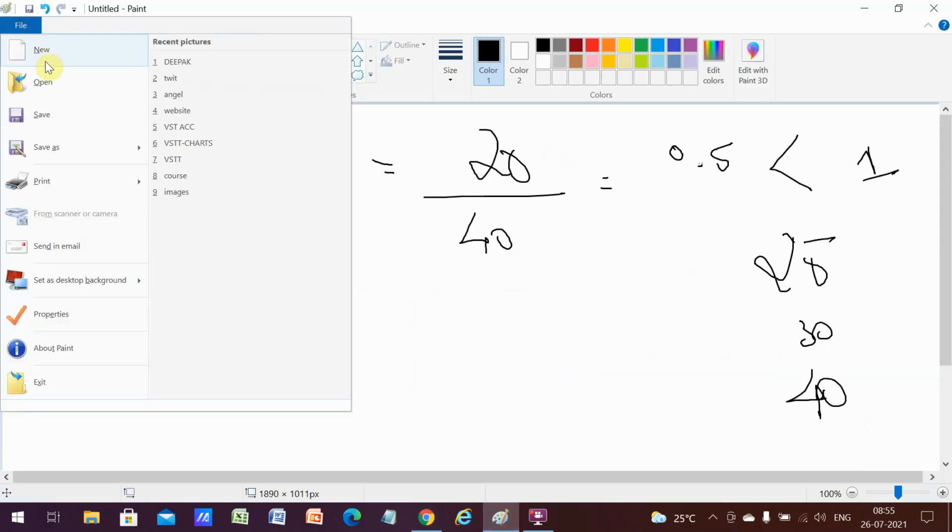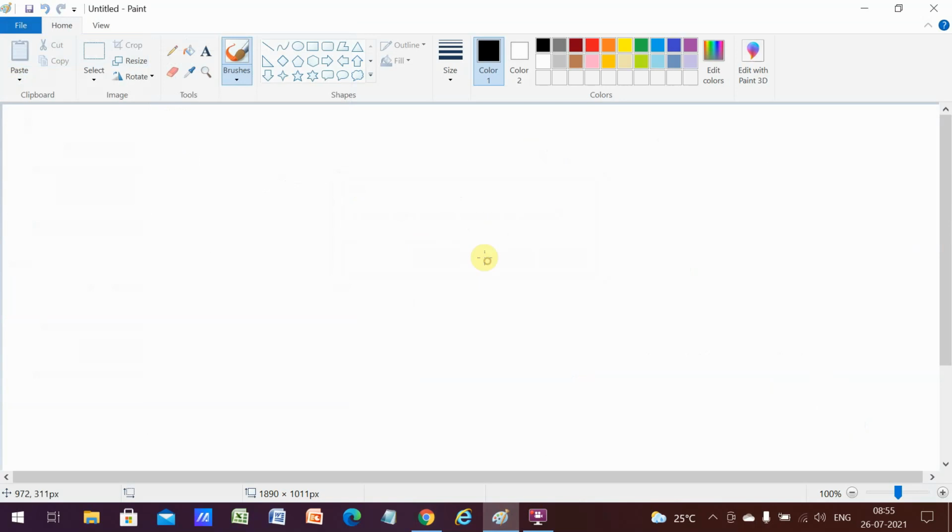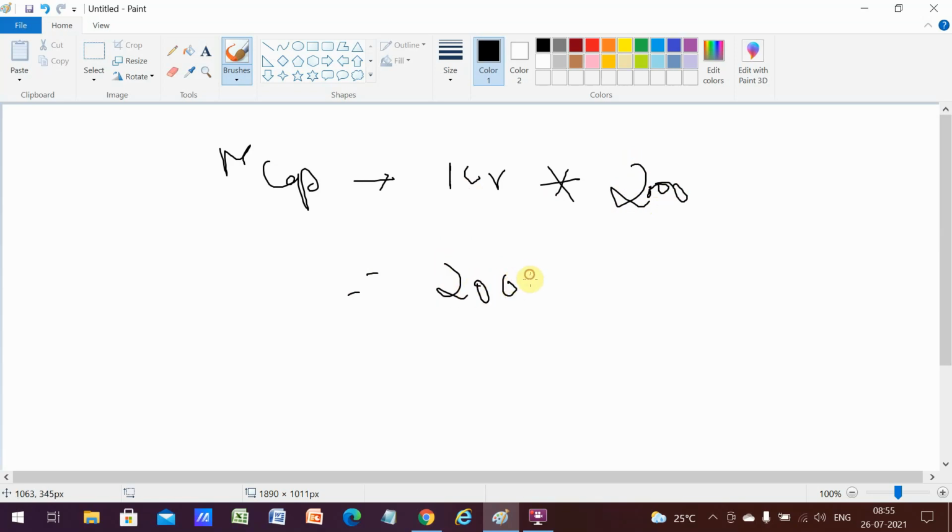So the market cap of a particular company is nothing but the total number of equity shares. Let's take into account the total number of shares are 1 crore. That you multiply by the current market price. Let's say the current market price of that particular company is 2000. So the market cap is going to be 1 into 2000, that is a 2000 crore market cap company.